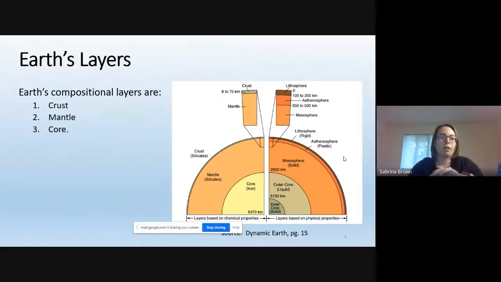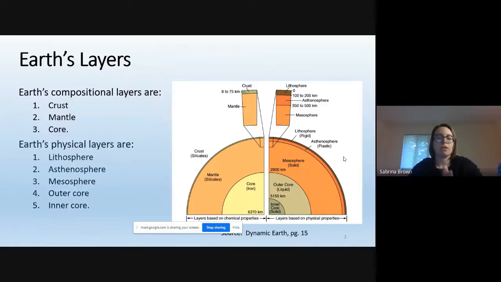And so the compositional layers of Earth are the crust, the mantle, and the core. So the crust is the outermost layer, underneath that is the mantle, and the center of the Earth is the core. And again, compositional layers are based upon the chemical properties of the material in that section, right? So what that section chemically is made up of is how we determine those three different layers.